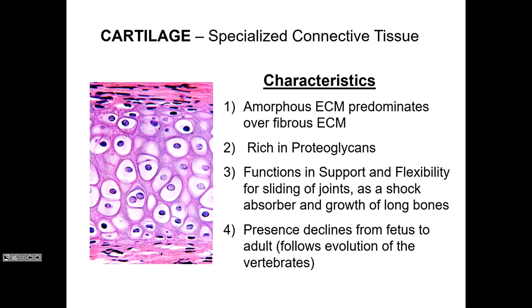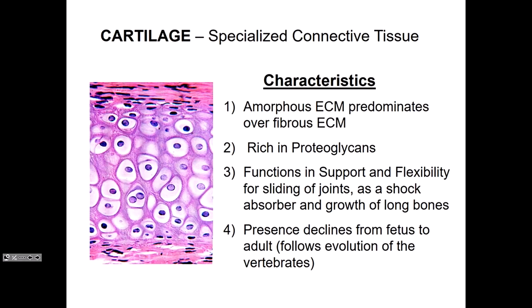So cartilage we consider a specialized connective tissue. It has certain characteristics. Firstly, the amorphous components of extracellular matrix predominate over the fibrous components. So remember, the amorphous components are glycosaminoglycans, proteoglycans, glycoproteins. So they're more abundant than the fibrous components of collagens and elastic fibers.